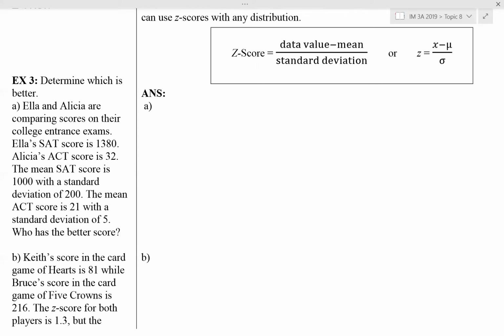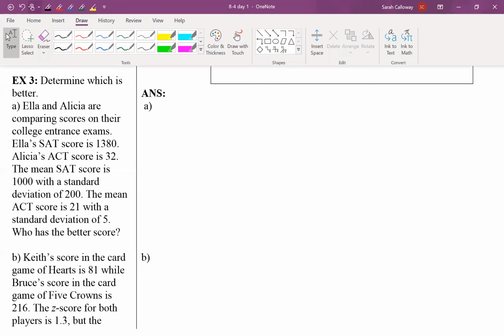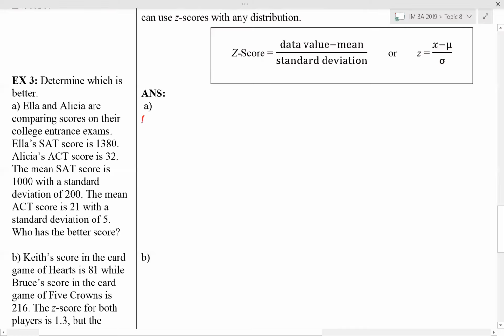Ella and Alicia are comparing scores on their college entrance exams. Ella's SAT score is 1380. Alicia's ACT score is 32. The mean SAT score is 1,000 with a standard deviation of 200. The mean ACT score is 21 with a standard deviation of 5. So who has the better score? We're looking at, in relation to the average, which person performed better, because the numbers are not near each other. So let's look at Ella first.